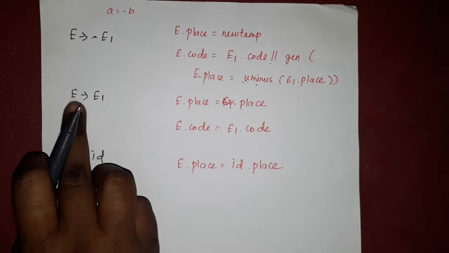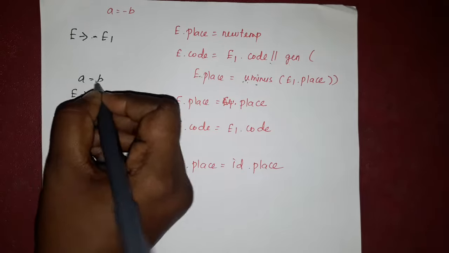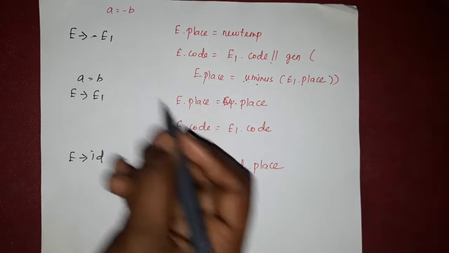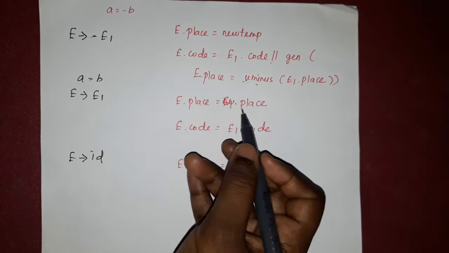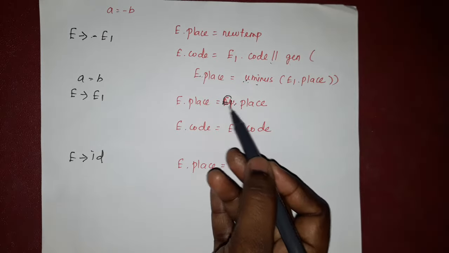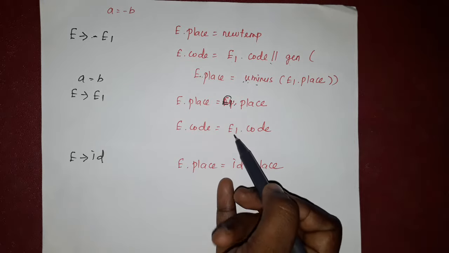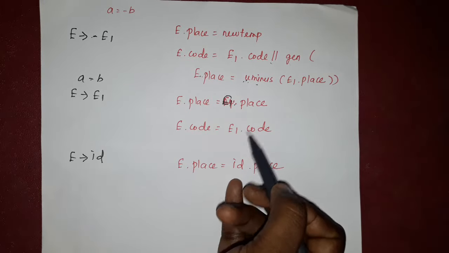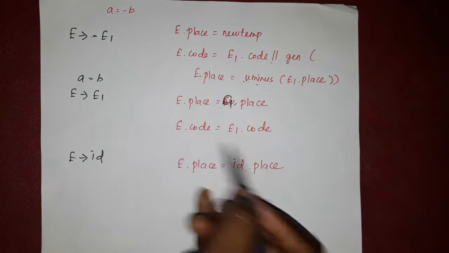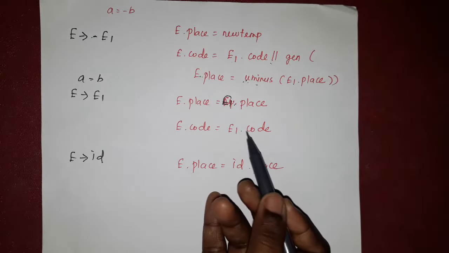Then the next expression is E tends to E1. Here A is equal to B, so this value is equal to this value. So we are writing E.place is equal to E1.place, and for the E1.place value we have to evaluate E1.code. So E1.code is evaluated and stored in E.code. So E.place is equal to E1.place, and E.code is equal to E1.code.